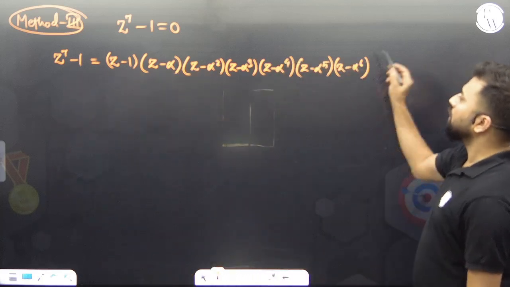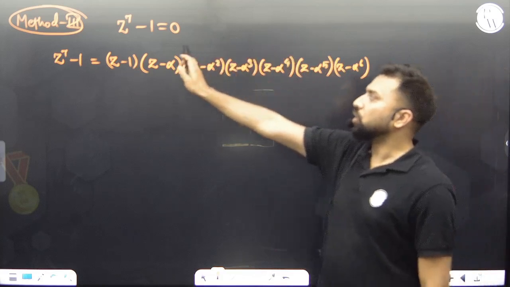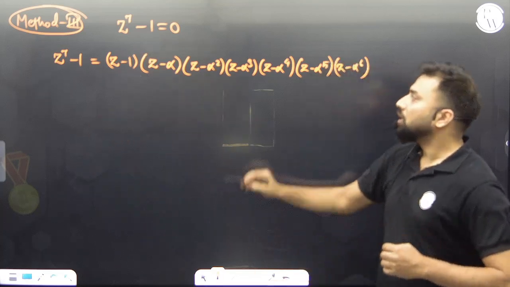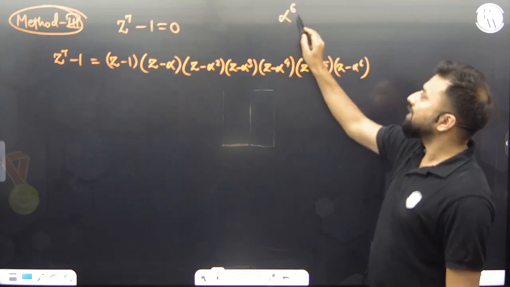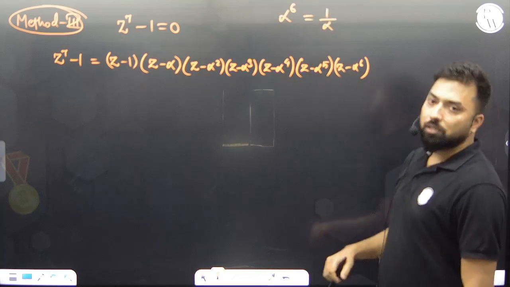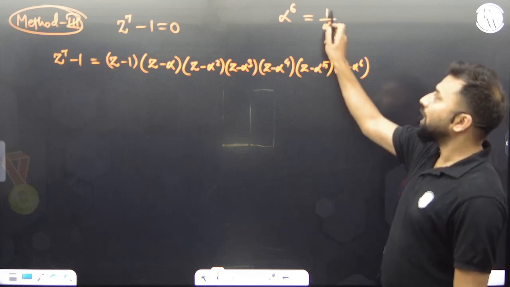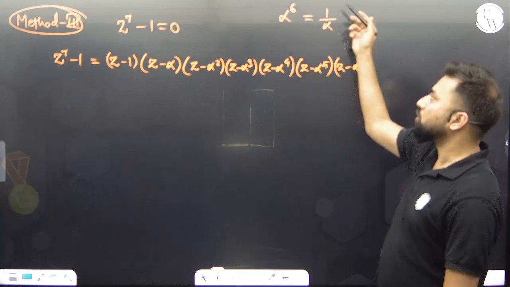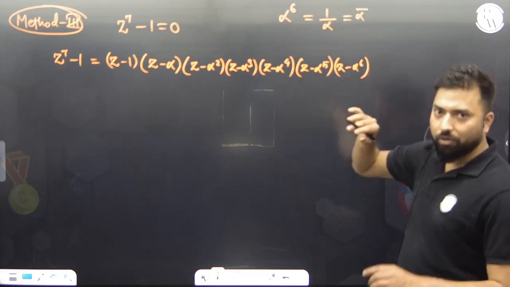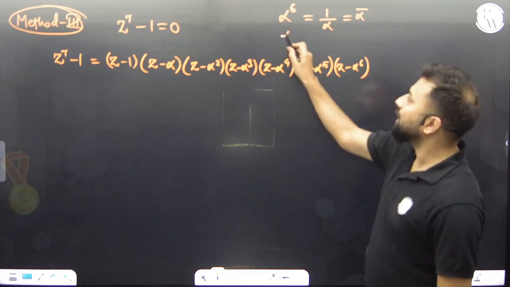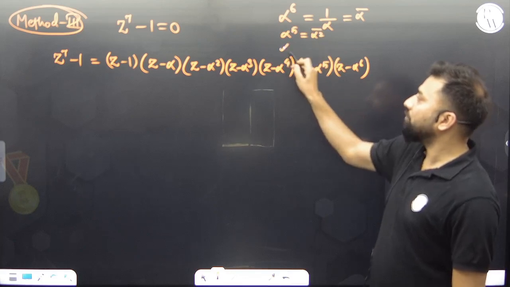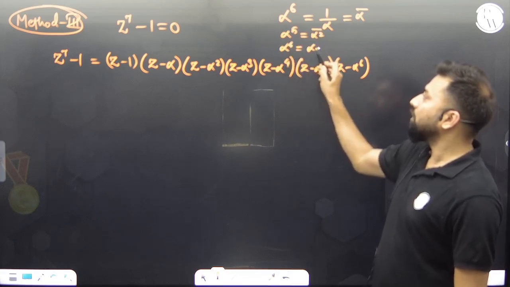Now I know that one of the roots is alpha here, so alpha satisfies the particular equation. So we know that alpha raised to the power 6 is basically 1 upon alpha. 1 we can write as mod alpha whole square. So we can write alpha raised to the power 6 as alpha bar, which is alpha conjugate. Now similarly, I can write alpha raised to the power 5 as alpha square conjugate, alpha raised to the power 4 as alpha cube conjugate.